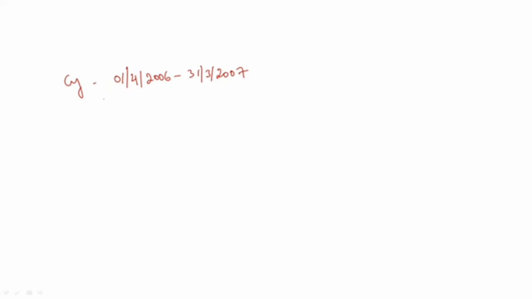Now after knowing the current year, you should also know what will be my previous year and next year, because in future questions there will be many adjustments relating to it. If this is my current year, then my previous year is 1/4/2005 to 31 March 2006, and the next year will be 1/4/2007 to 31st March 2008. The very first thing you have to do is figure this out. Then come back to the question.